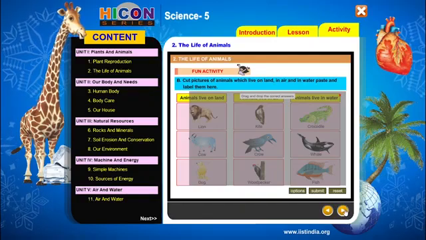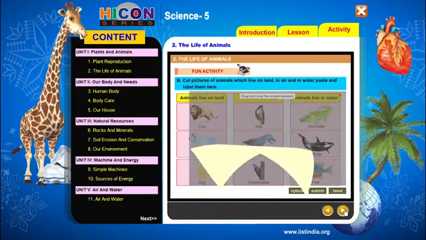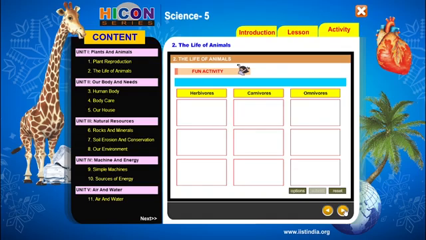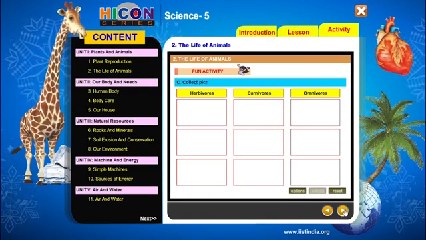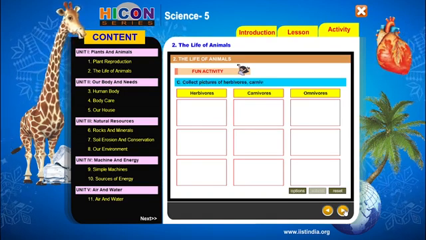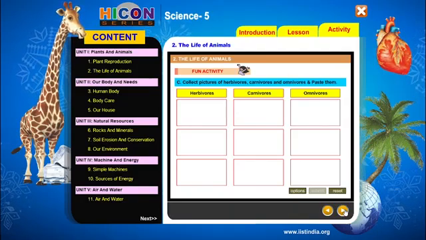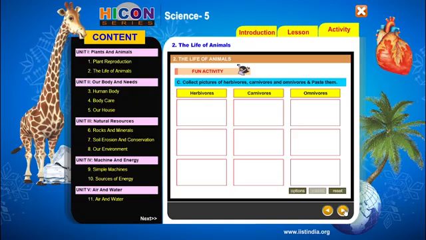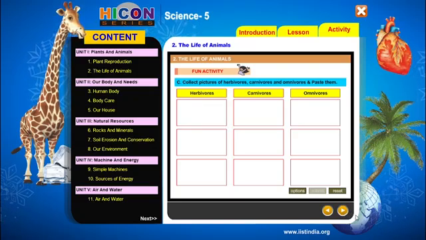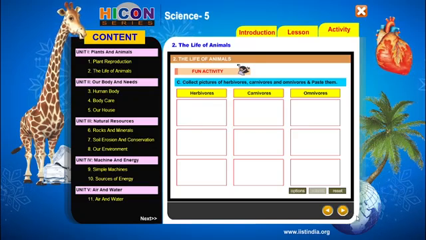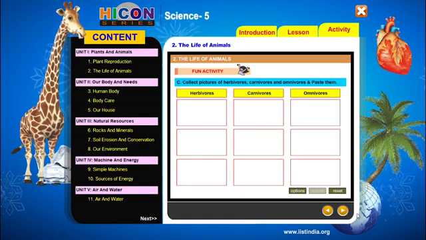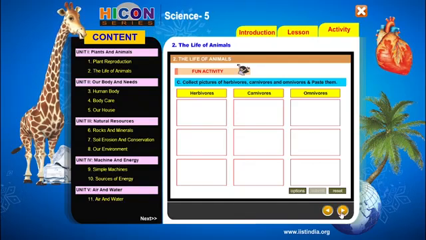Next, let us enter the next part in the activity session. Collect pictures of herbivores, carnivores and omnivores and paste them. Children, this is also an activity like the previous one. Herbivores eat only plants and grass, carnivores eat flesh only, and omnivores eat both plants and animals. You can collect the pictures and paste them here.